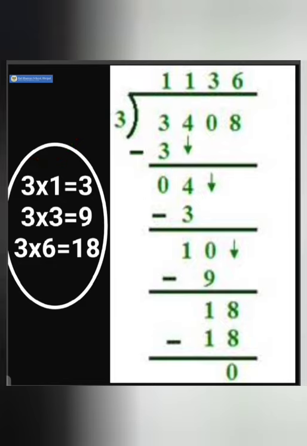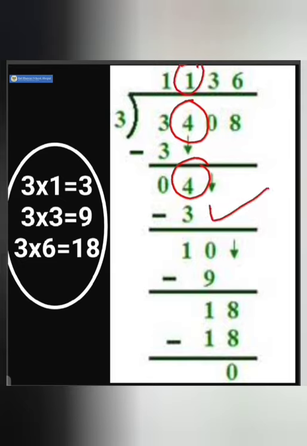Now it is the time to bring down 4. The new number here is 4. Read the table of 3 so that you can get 4. If 4 is not there in the table of 3, search for a number which is very close to 4. Also, it should be smaller than 4. So we can write 3 ones are 3 again.